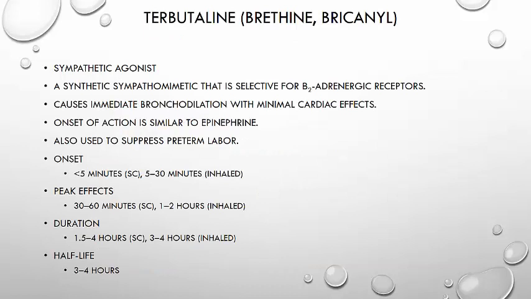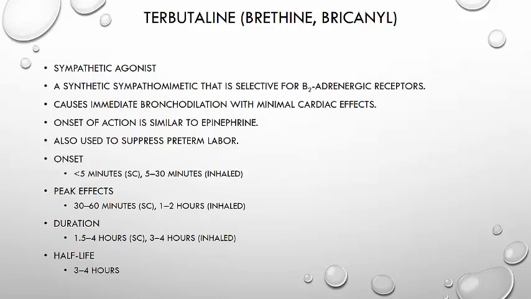Now your terbutaline. This is also a sympathetic agonist, but it is a synthetic sympathomimetic. All right? It is selective for beta 2. It's going to cause bronchodilation with minimal cardiac effects. Onset's very similar to epi. It's pretty fast. Interestingly enough, it's also used to suppress preterm labor in your pregnant patients. There are some beta 2 receptor sites that it responds to in the uterus that help minimize those uterine contractions as well.